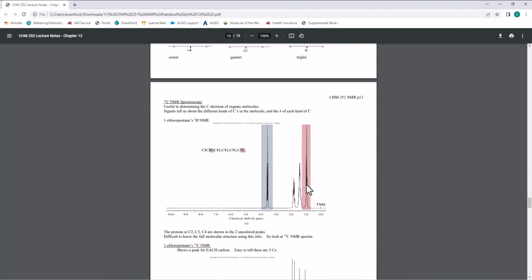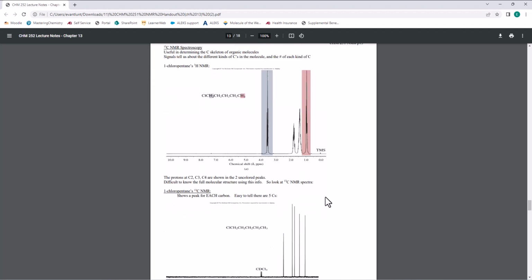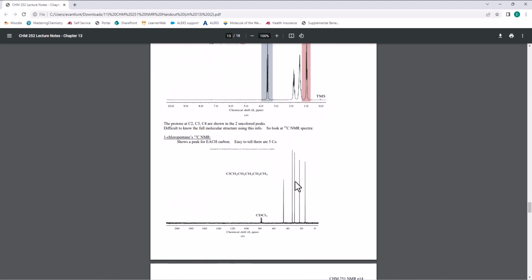Now, we don't only have to examine the hydrogens, the protons in the molecule, we can also examine the carbons in the molecule. And the rules for carbon follow the same, except there's no splitting in carbon NMR. So the shift is based off of electronegativity, how close it is to an electronegative atom. And the number of peaks in the carbon NMR spectra can tell you how many different kinds of carbons there are in that particular molecule.